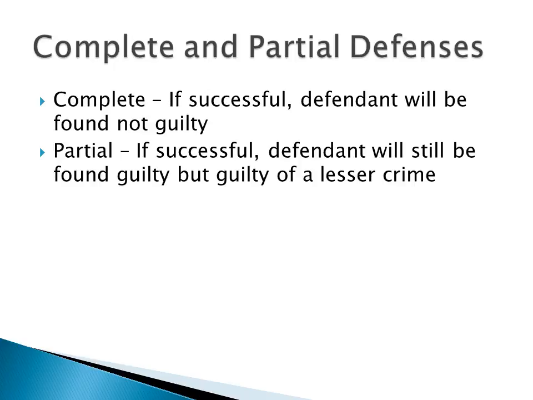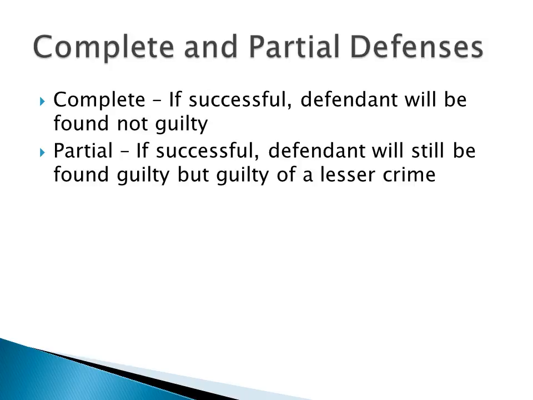So for instance, when we cover murder in another chapter, we'll discuss murder, of course, but we'll also discuss other homicides such as manslaughter. Manslaughter is a lower form of homicide. We'll see that what would otherwise be murder can be reduced down to manslaughter if we show that the person was acting in the heat of passion.